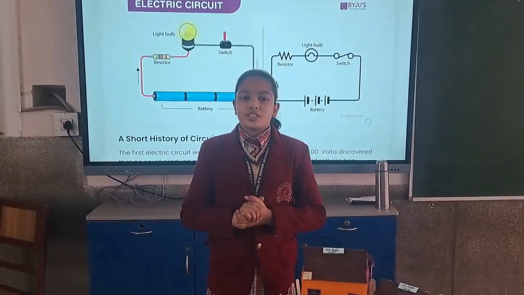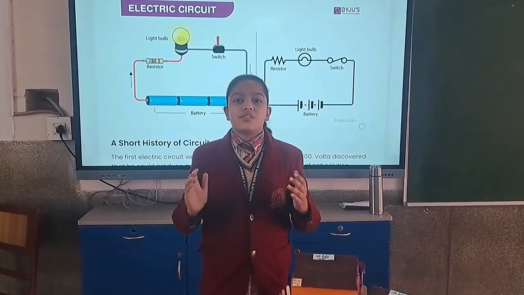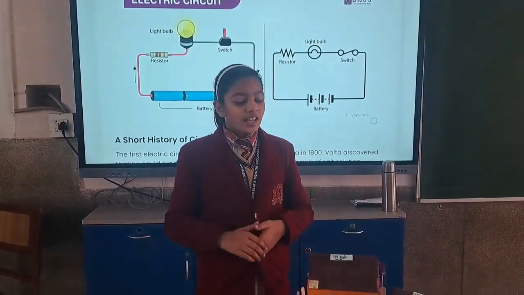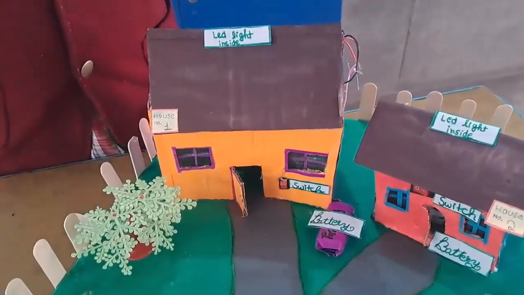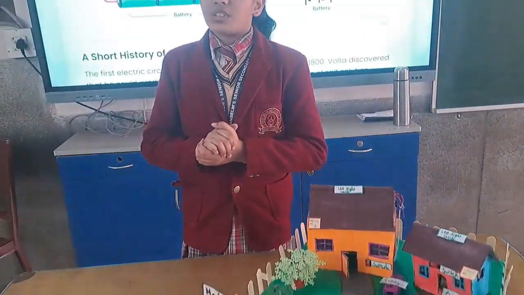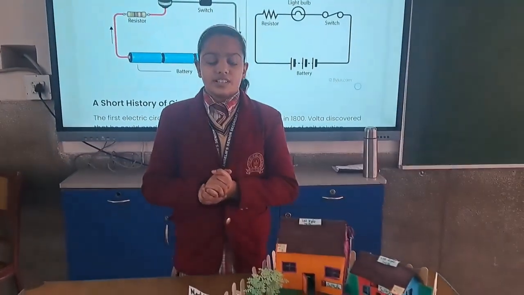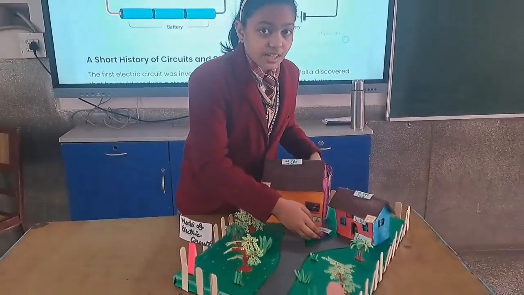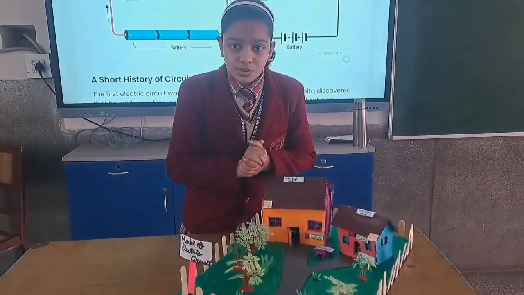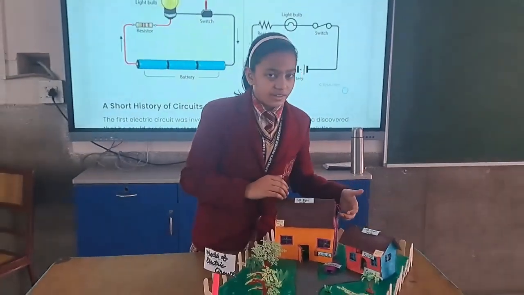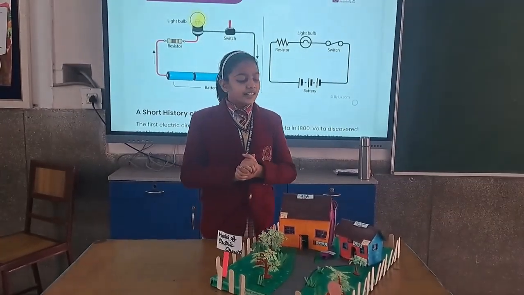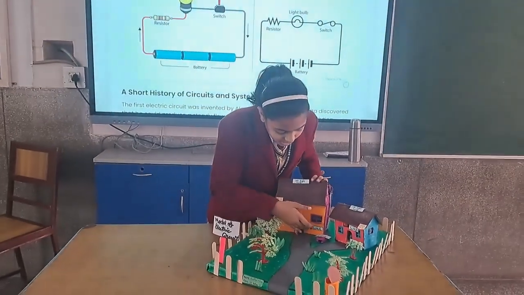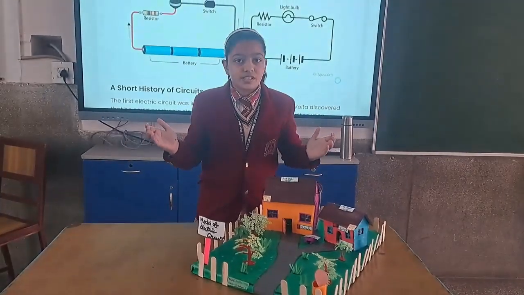Now I am going to tell you some functions of electric circuit components. Number first is the LED light or a bulb. It is a luminous object that is used to depict the flow of electric current. Number second is a battery. It is used as a power source. Number third is wires. They are used to flow the current in the circuit. And the last one is the switch. It is used to break or complete the circuit.